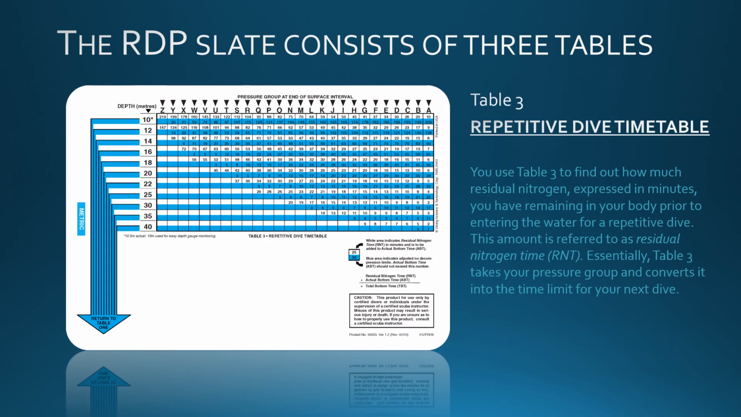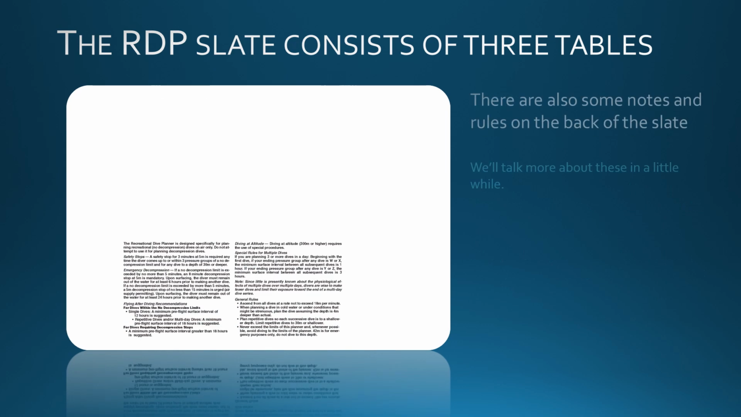When you begin another dive, you need to account for the remaining nitrogen in your body. Table 3 calculates your residual nitrogen time and also gives you the maximum time you can dive at a particular depth based on the pressure group you were in at the start of your dive. There are also some notes and rules you need to follow when planning your dives. These are listed on the back of the SLATE, and we'll take a look at each one a little bit later.